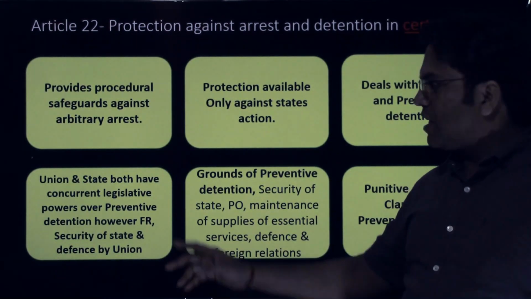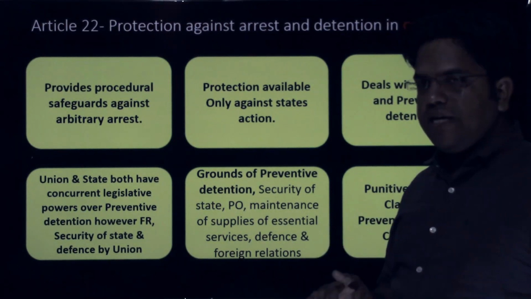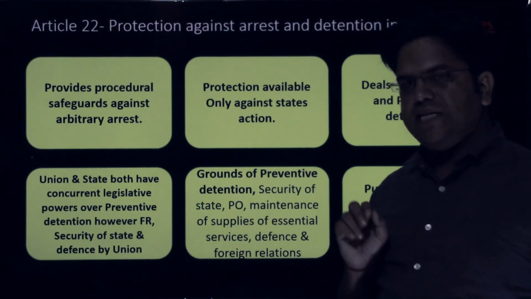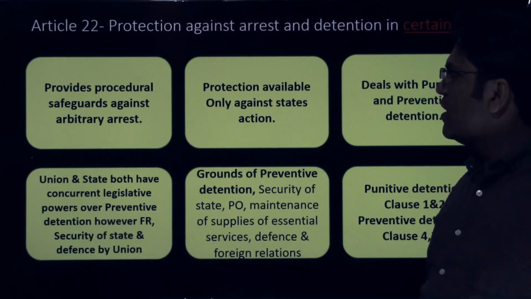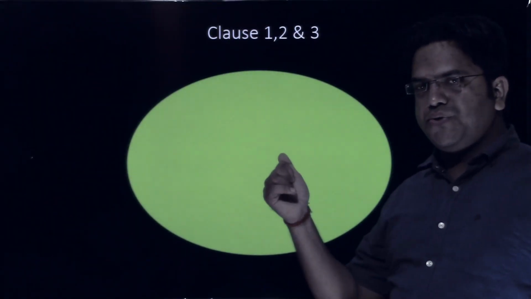The next point is that union and state both have concurrent power over legislation while dealing with preventive detention, right? So both states and union can make laws in relation to preventive detention, right? So let us move to the next slide and let us see the 3 clauses, clause 1, 2 and 3 on this slide.